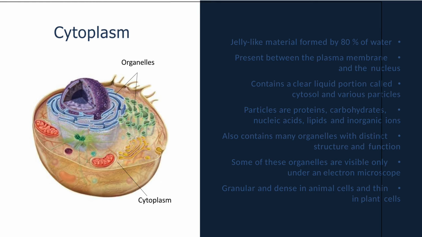It also contains many organelles with distinct structures and functions. Some of these organelles are visible only under an electron microscope. It's granular and dense in animal cells and thin in plant cells.